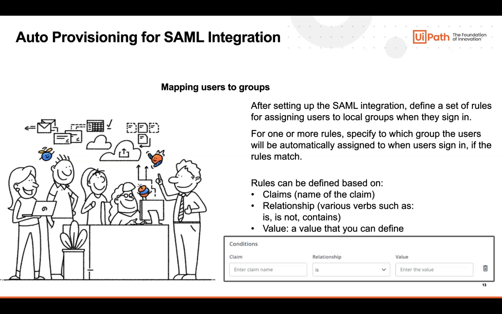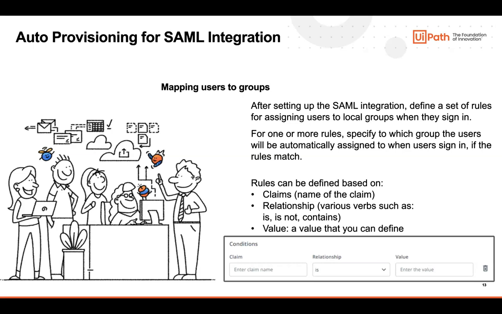And this works something like this. You think about the groups that you would need, something like developers, something like, let's say, users that will access apps or users that will manage apps. Define those groups, those local groups in Automation Cloud.